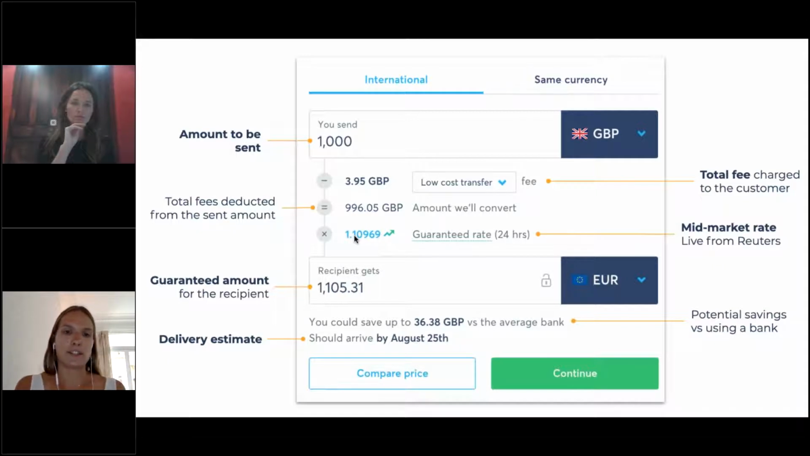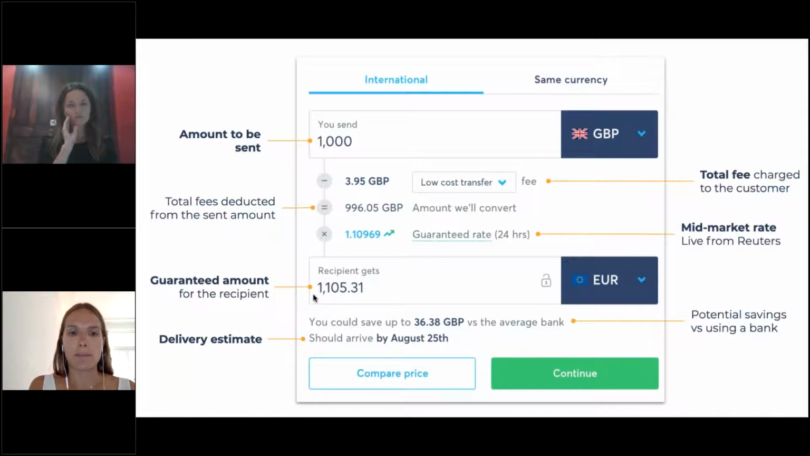So this basically leaves us, once we've deducted the fees and converted at mid-market rate, with the guaranteed amount that your recipient will get in their bank account once you've made this payment. And they will not receive a penny less than what you can see here. You can also use this calculator the other way around. So let's say you're making an invoice payment and you know that you need to pay exactly 1,500 euros to a supplier.